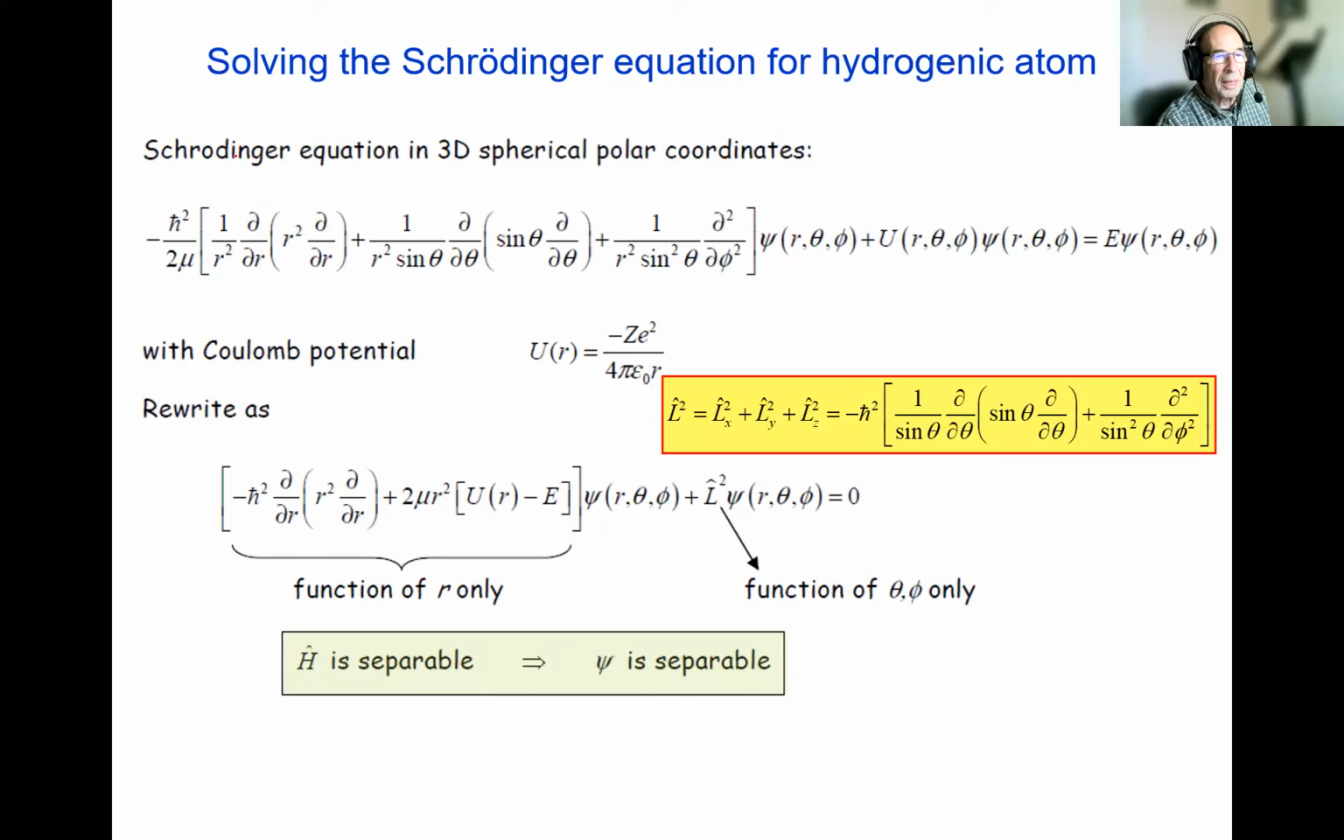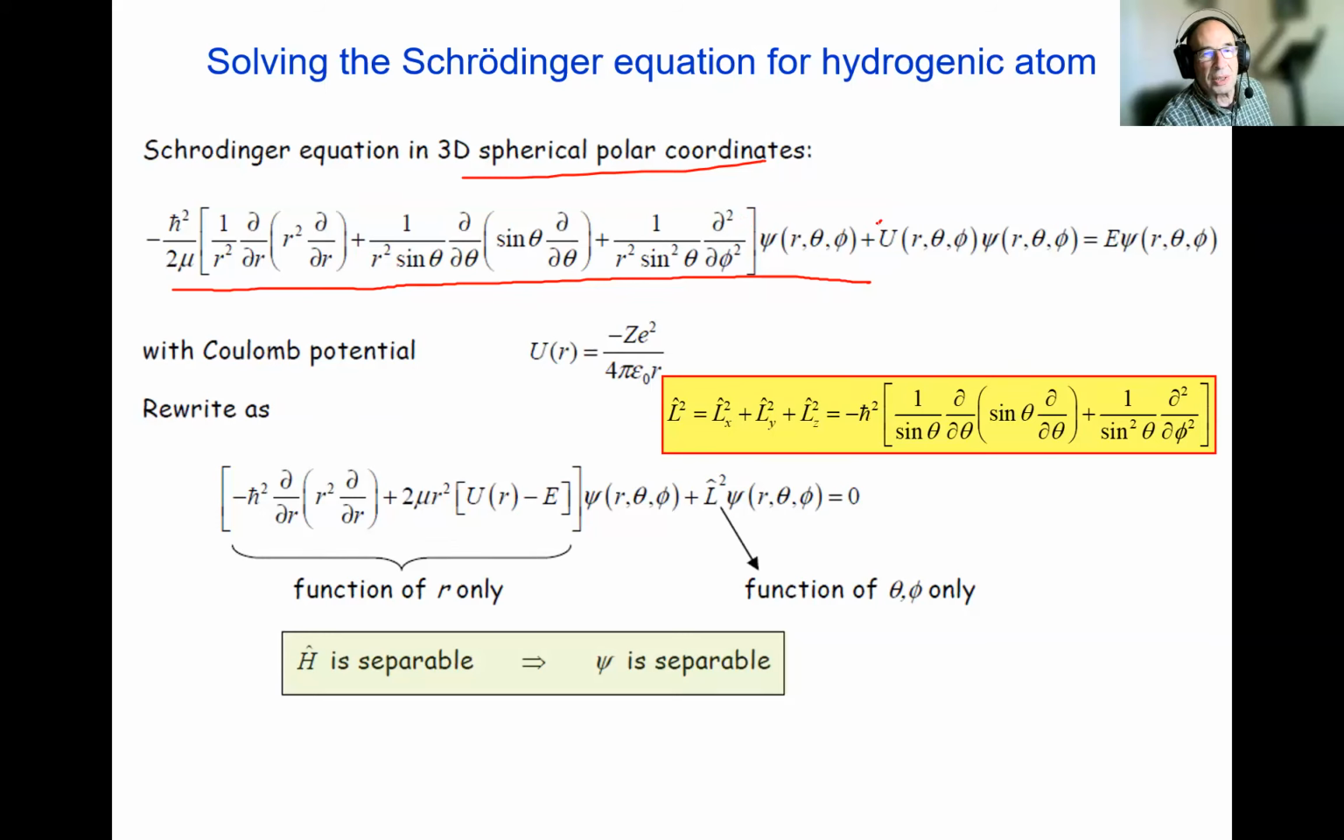So now we have the same thing. We have our electron moving in spherical polar coordinates, so we need to express our Hamiltonian in this way. Again, we have a kinetic energy, which we represent in this complex way in these coordinates r, theta, and phi, and we have potential energy.